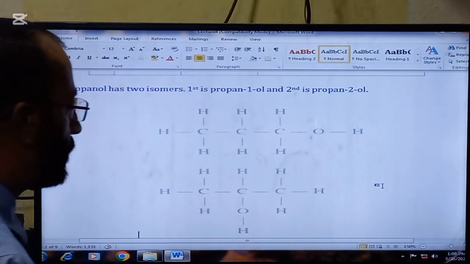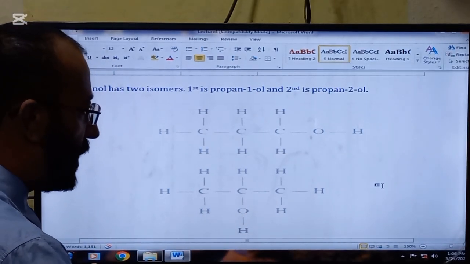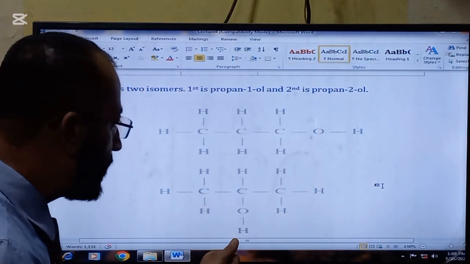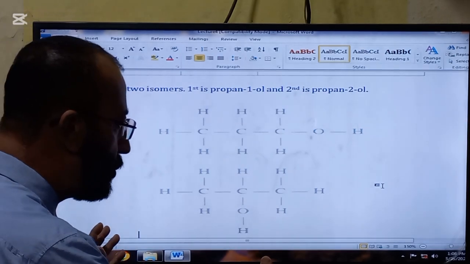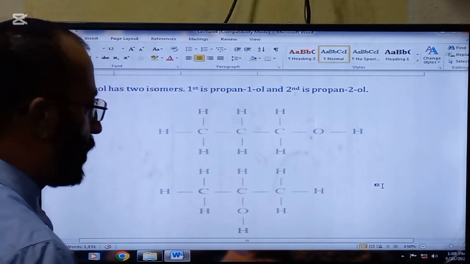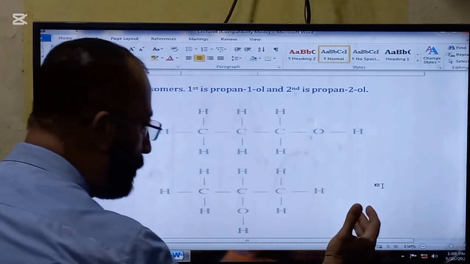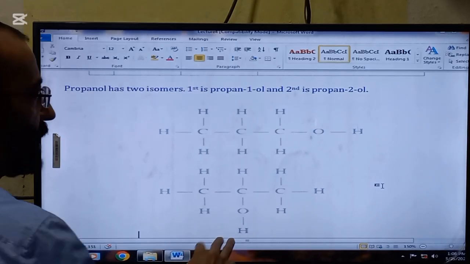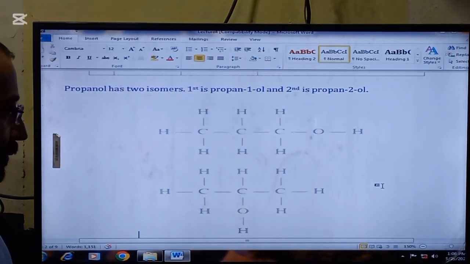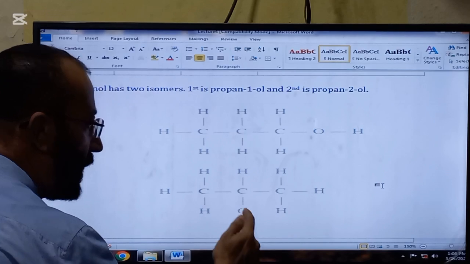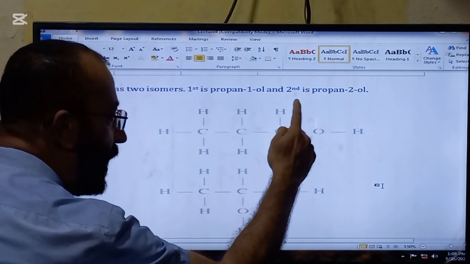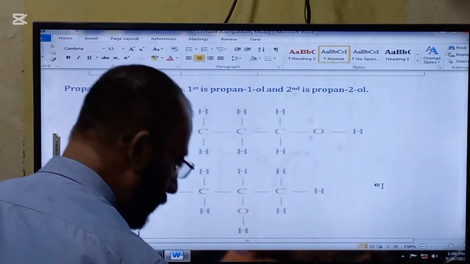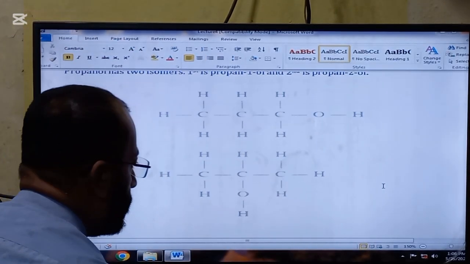Likewise, in this structure, we choose the side from where the OH is nearer. OH is exactly in the middle, so we can choose either side, left or right. For example, if we move from the right, first we count the carbon atoms: 1, 2, 3. So 3 stands for propane. Now OH is attached to the second carbon atom. So propan-2-ol, and OL stands for the OH. So propan-2-ol is the name of this structure.